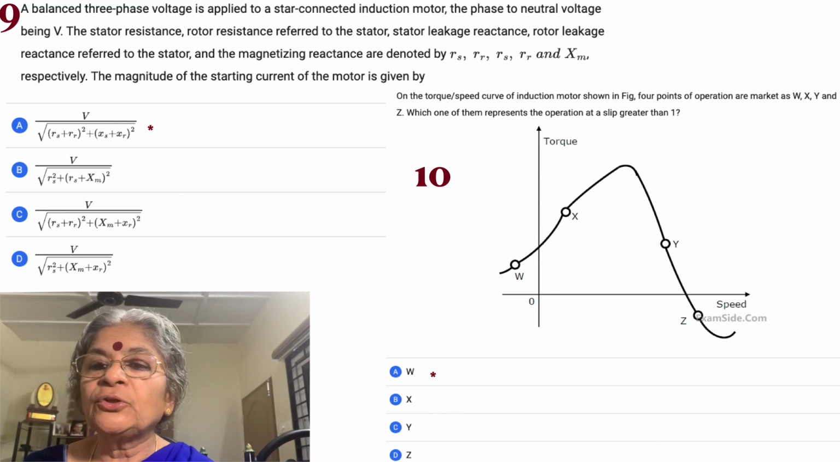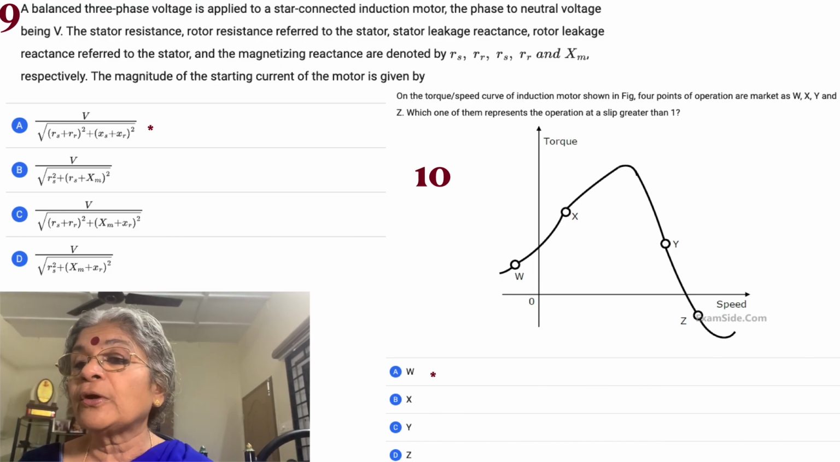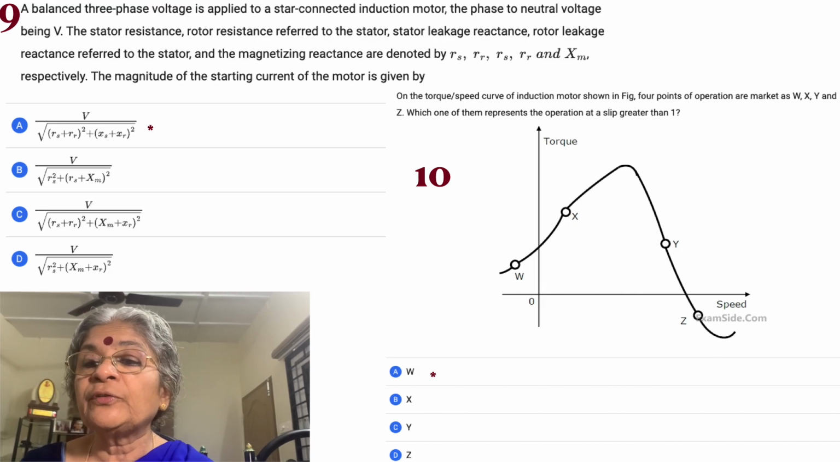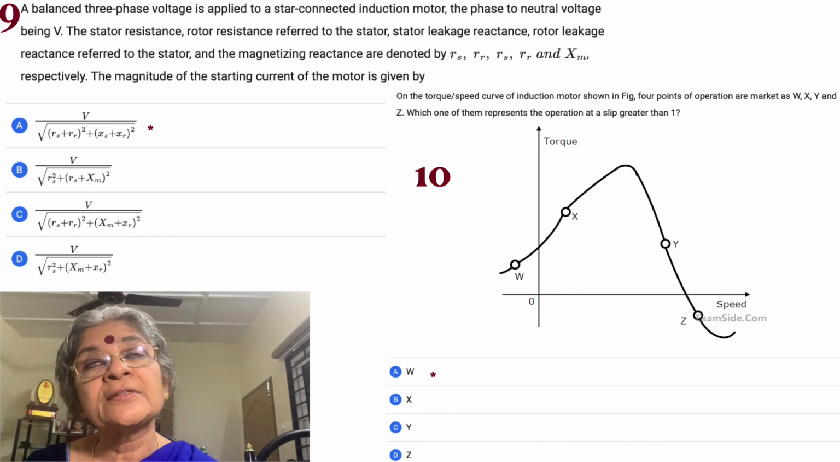On the torque speed curve of the induction motor shown in the figure, 4 points of operation are marked as W, X, Y, and Z, which we saw. Which one of them represents the operation at a slip greater than 1? When does a motor operate with slip greater than 1?